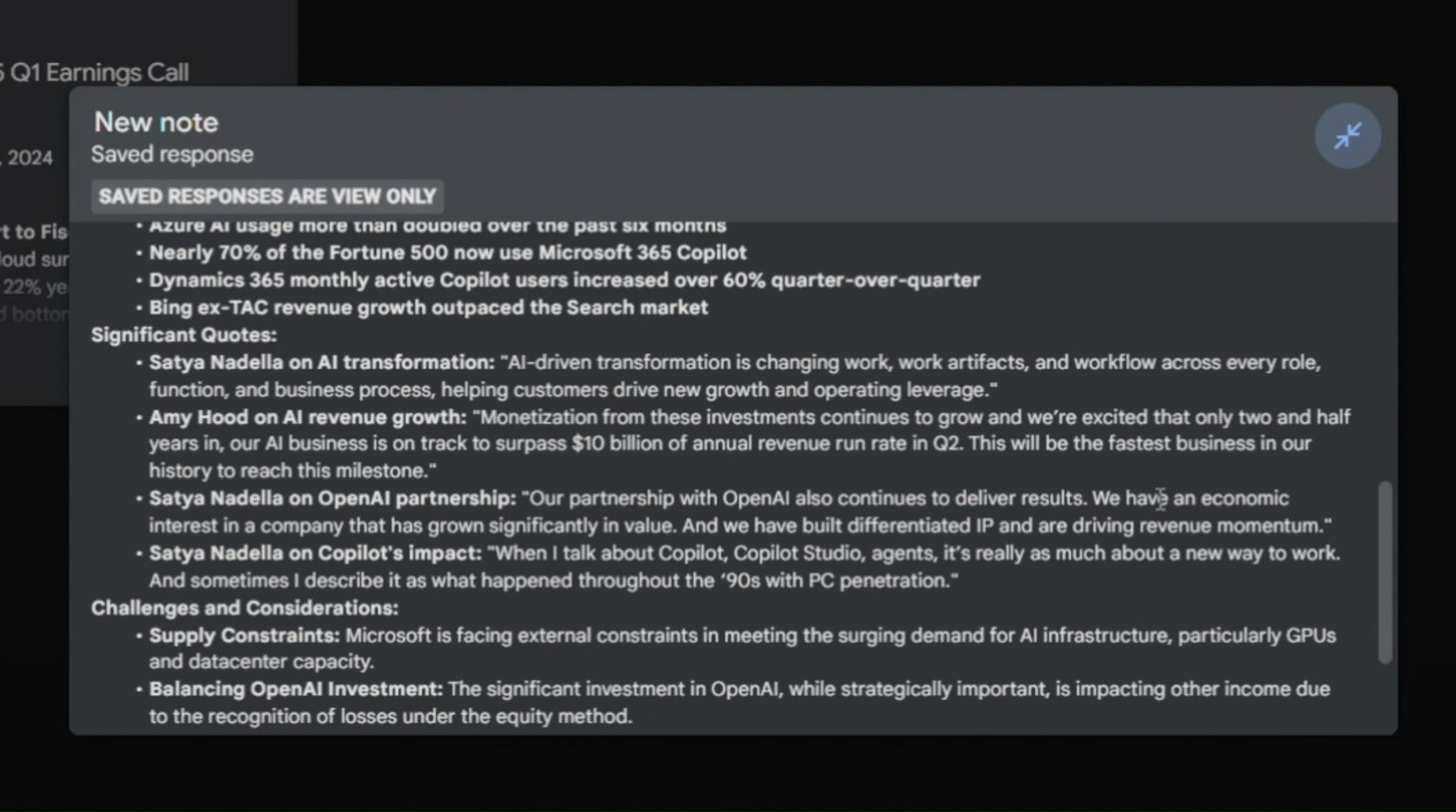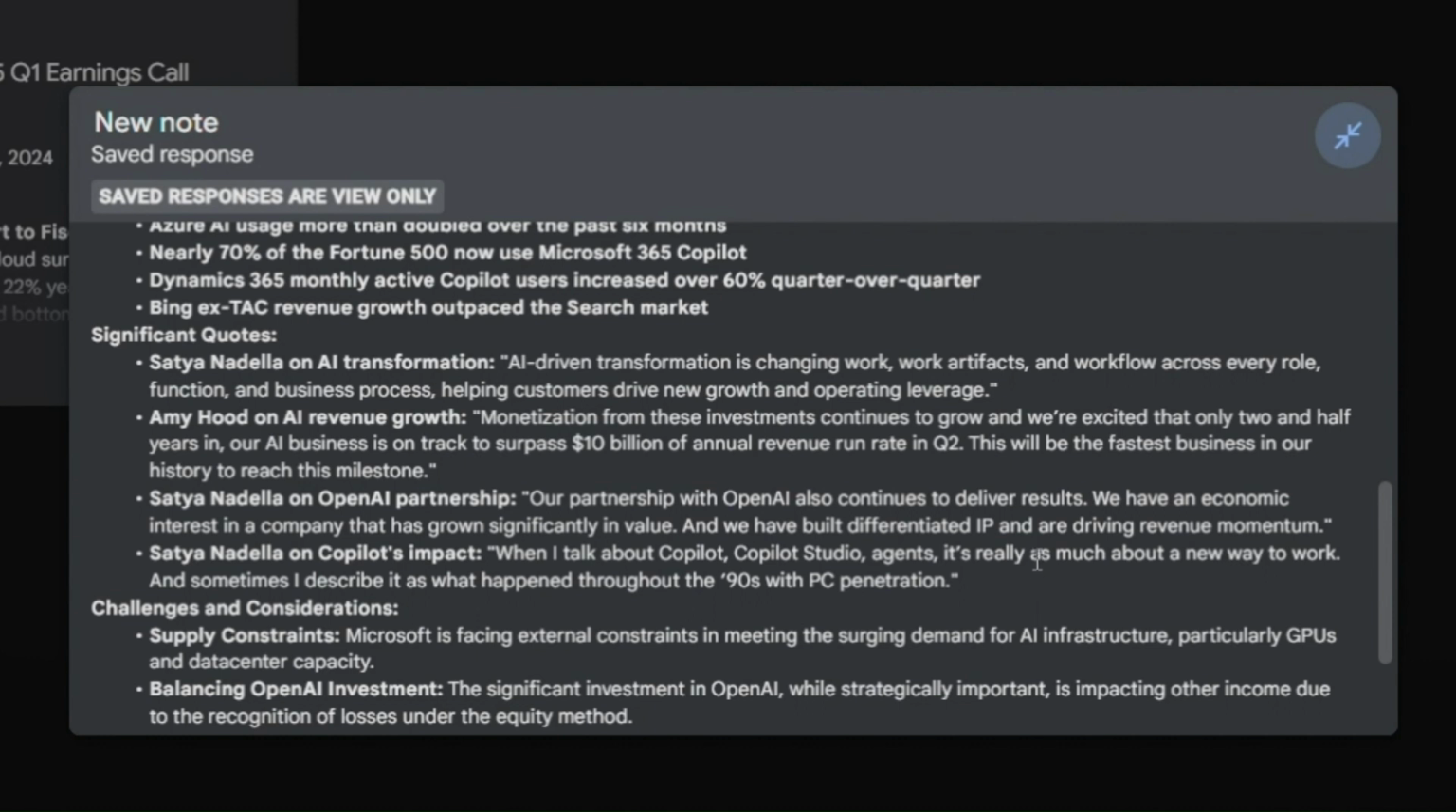Significant quotes. Satya Nadella on AI transformation. AI-driven transformation is changing work, artifacts, and workflow across every role, function, and business process, helping customers drive new growth and operating leverage. Amy Hood on AI revenue growth. Monetization from these investments continues to grow, and we're excited that only 2.5 years in, our AI business is on track to surpass $10 billion of annual revenue run rate in Q2. This will be the fastest business in our history to reach this milestone.